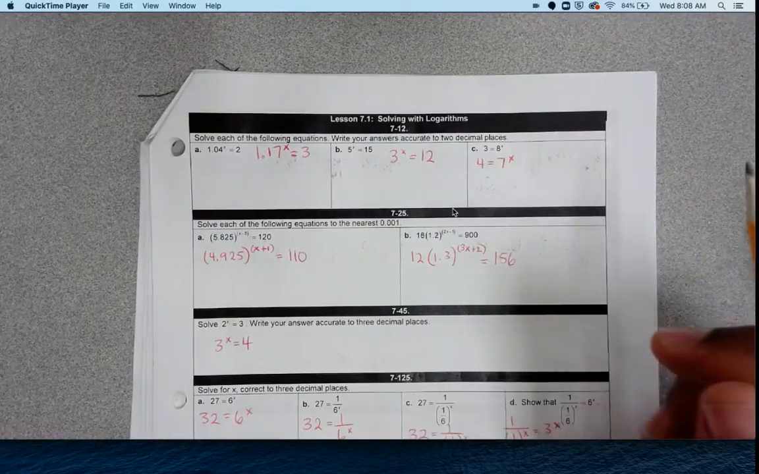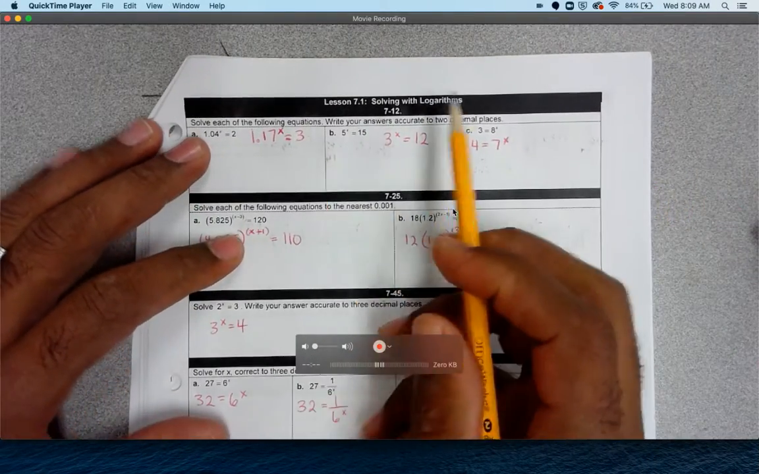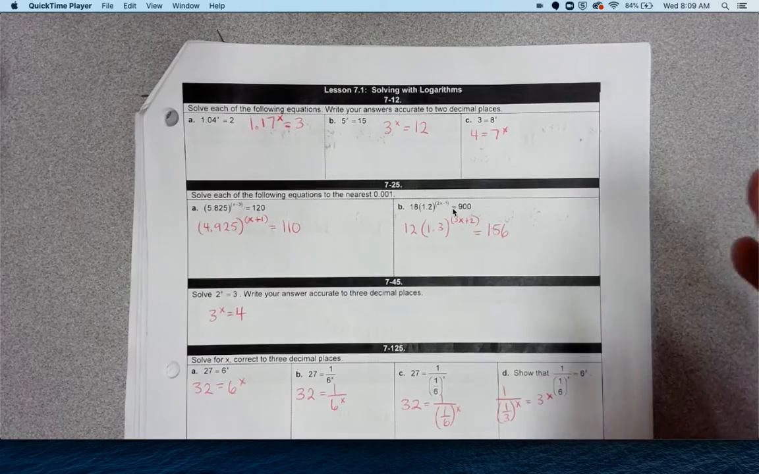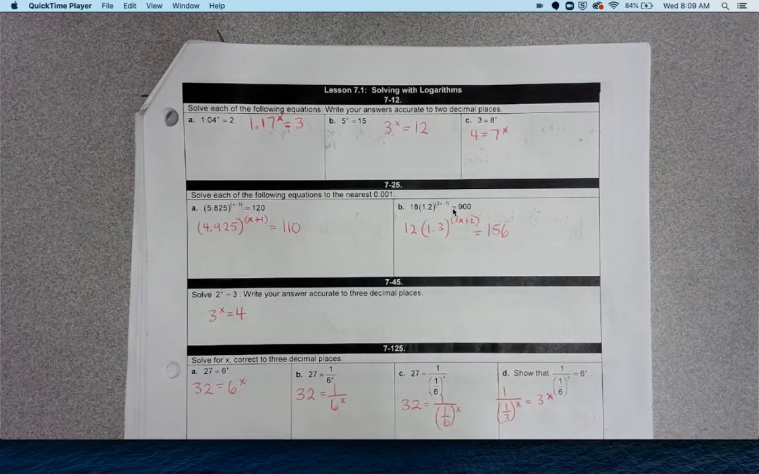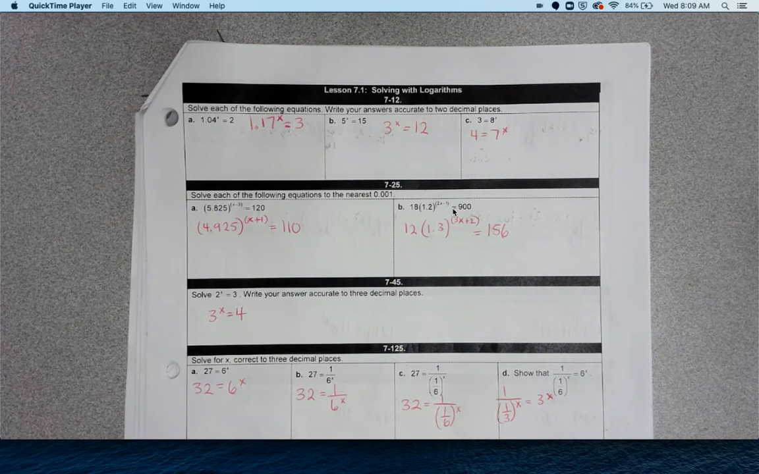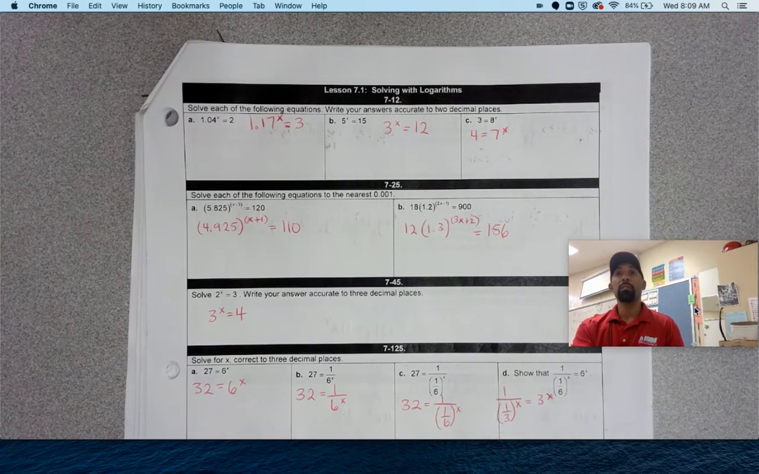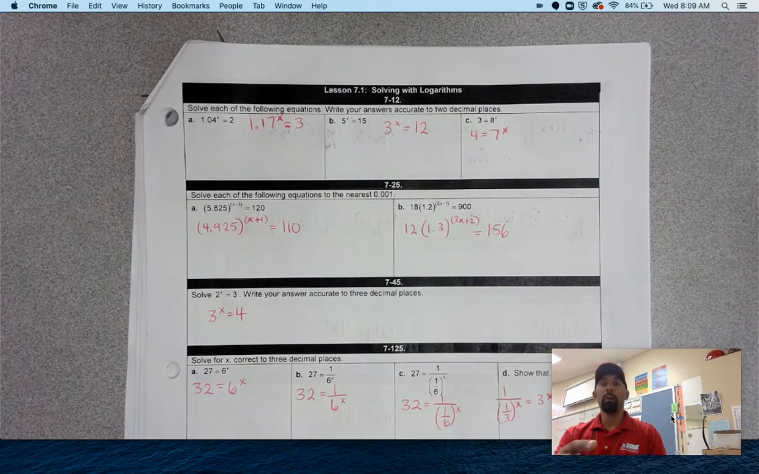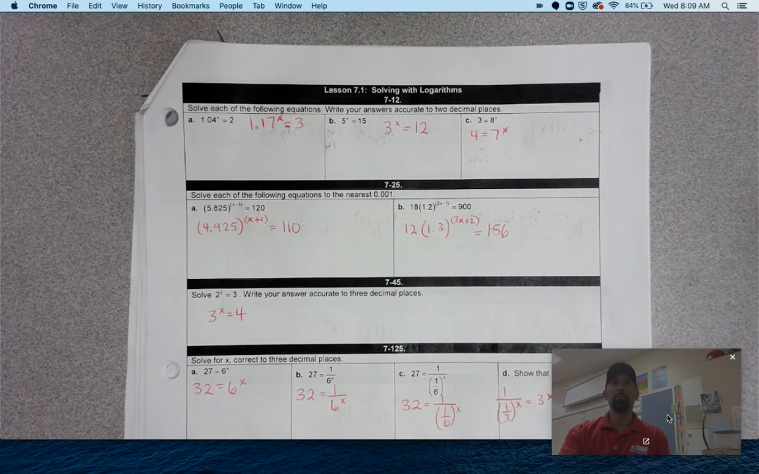Okay, guys, it's lesson 7-1. Remember, again, as always, don't copy my work. I'm seeing some of you guys still copying my work. So please, as you go through this, do your problems, not the problems that I am showing you.